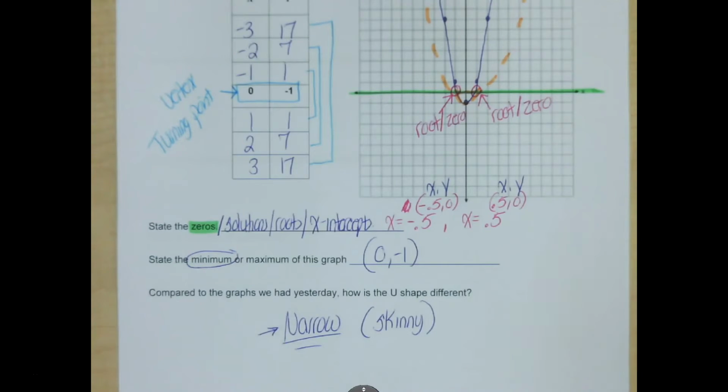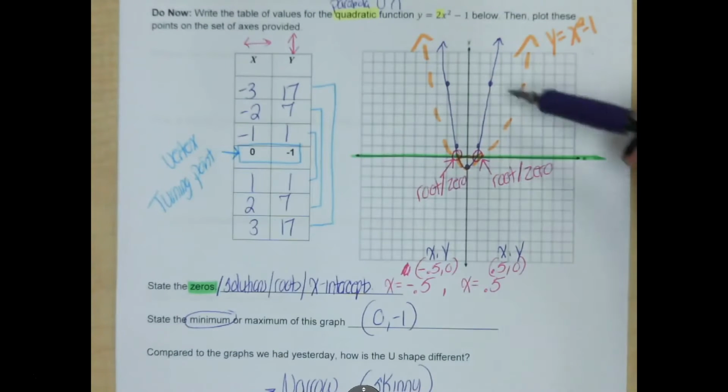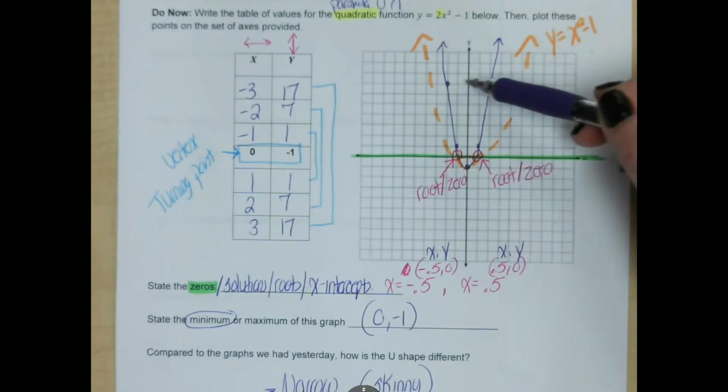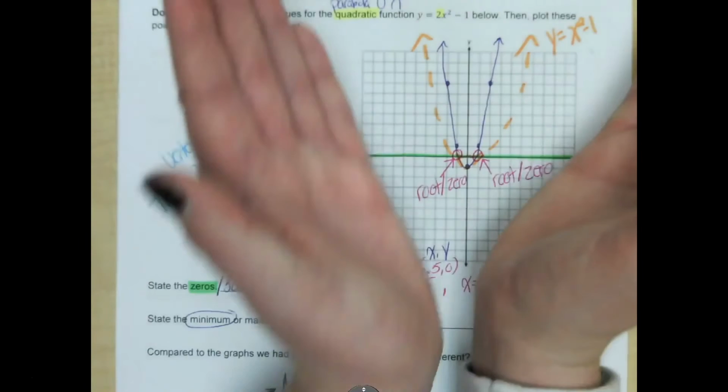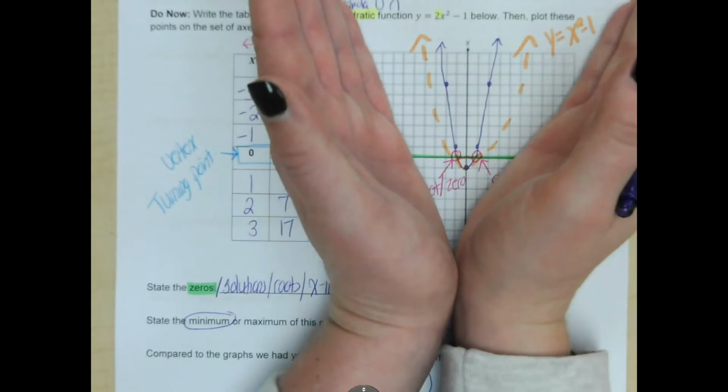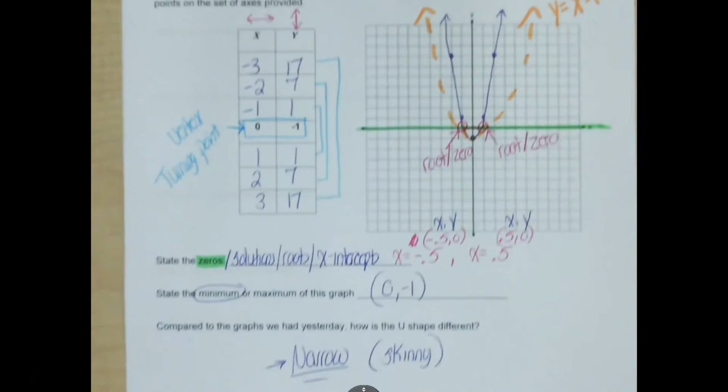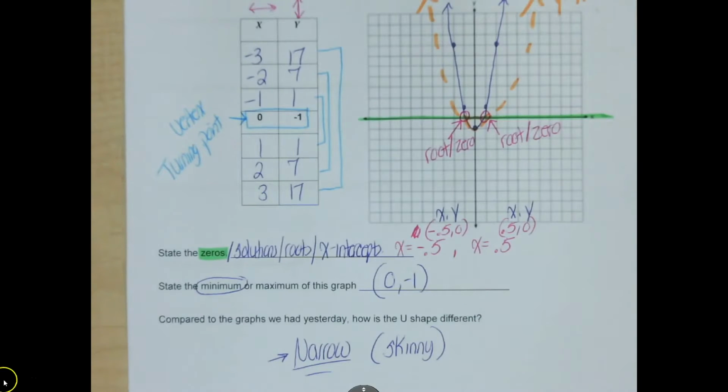All right, and that's what we're going to be working on today. So sometimes your graph can be a little bit skinnier, like we're seeing right now, but sometimes it can actually be a little bit wider as well, which we're going to see later on. All right, meet you on the next page.